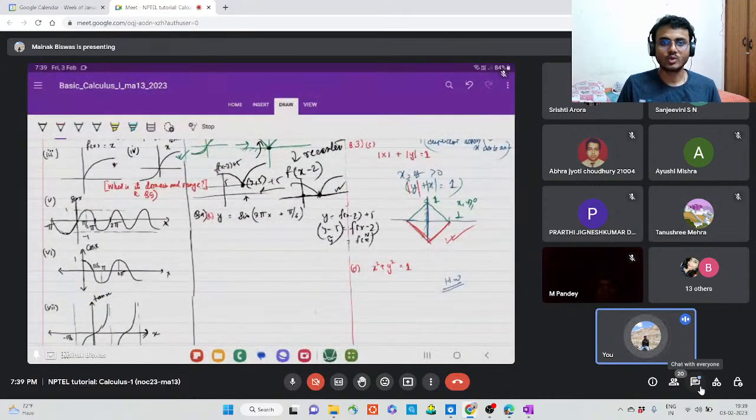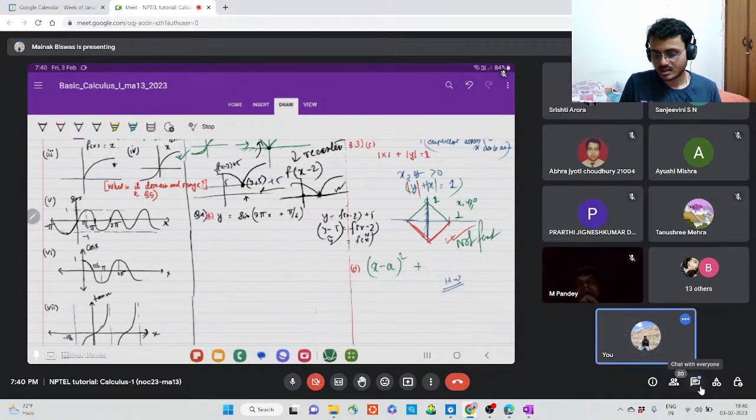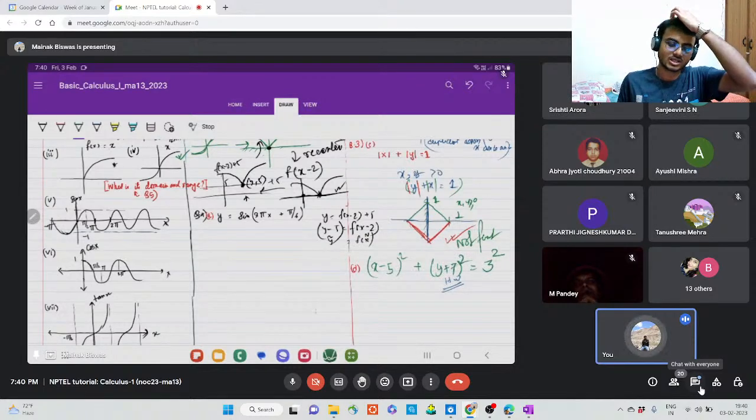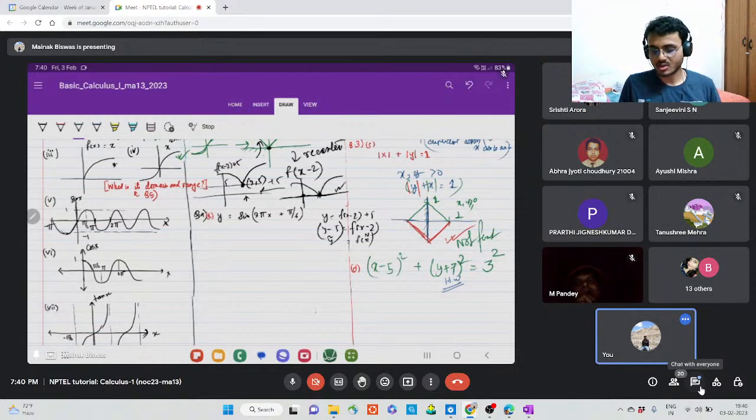So x square plus y square, is this a function? No, sir. Correct. This one I will tell you is a circle. You will have to find out. Let's take a difficult case. I'll give you this equation: x minus 5 whole square plus y plus 7 whole square is equal to 3 square. You do this, I think you'll be able to find it out.